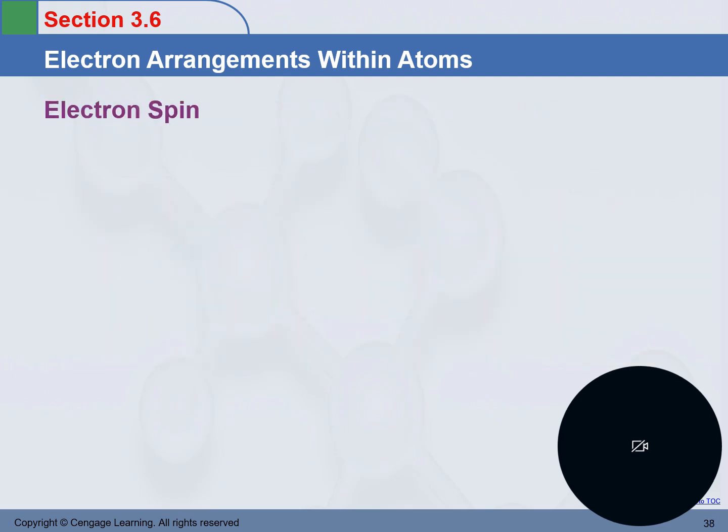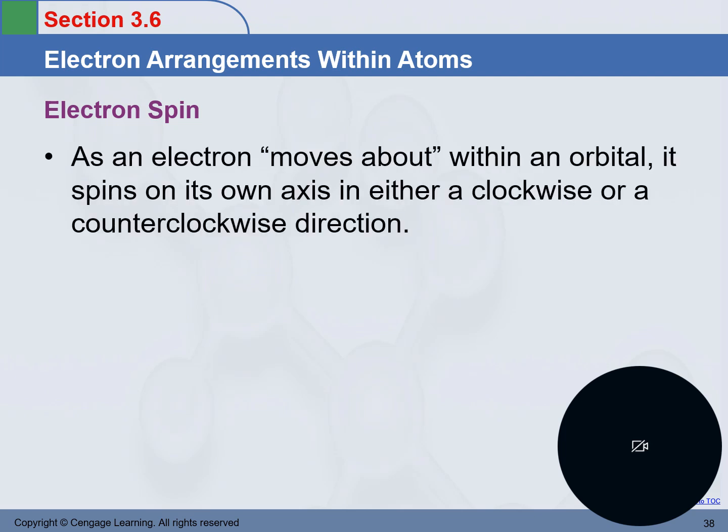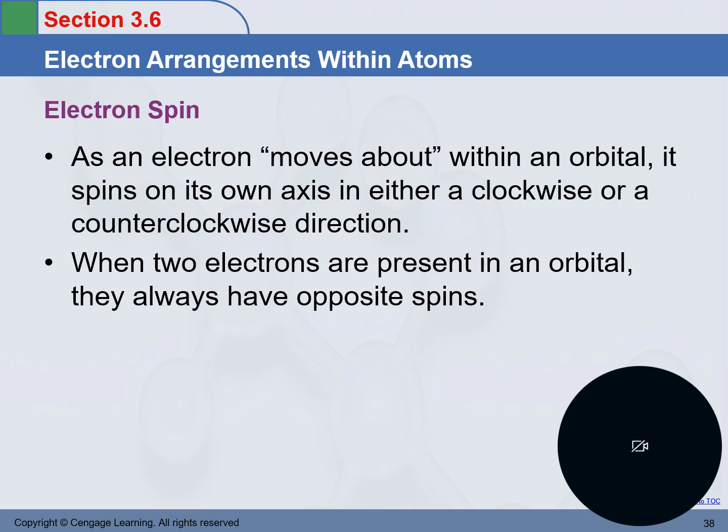Experimental studies indicate that an electron moves about within an orbital, and it spins on its axis in either a clockwise or counterclockwise direction. So when we draw those boxes, we're going to draw the clockwise and counterclockwise spins going in certain directions, and we'll do one like this. It's important to recognize that we can never have 2 up arrows, or 2 electrons spinning clockwise or 2 spinning counterclockwise. They have to be going in opposite fashions if they are in the same orbital.